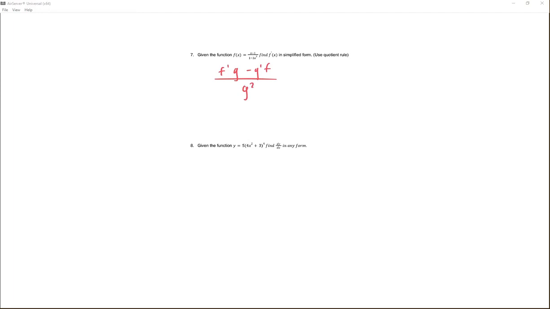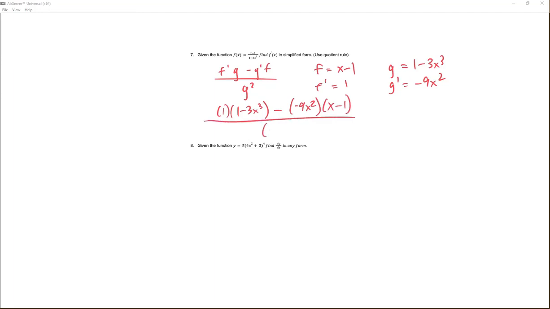So f is the top, g is the bottom. f is x minus 1, f prime is 1. g is 1 minus 3x cubed. g prime is -9x squared. So you just have to plug these numbers in, so that's not too bad. So it'd be 1 times g, which is 1 minus 3x cubed, minus g prime, which is -9x squared, times f, which is x minus 1, all over -9x squared squared.